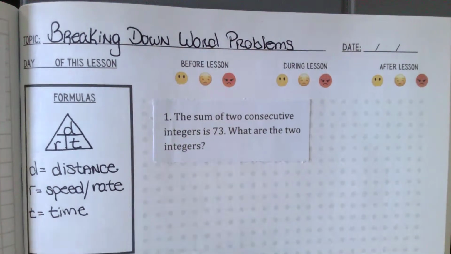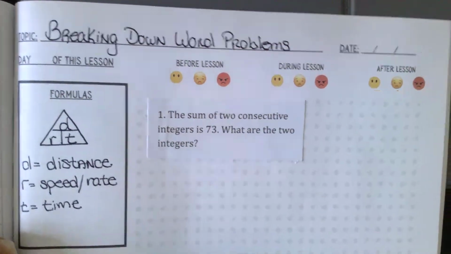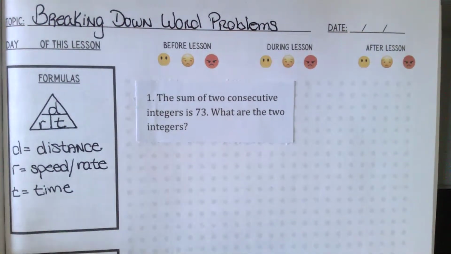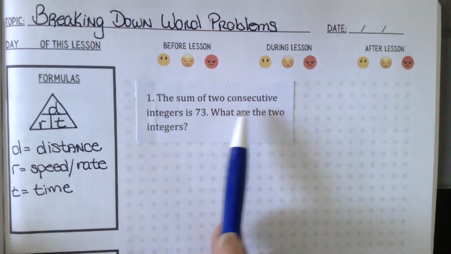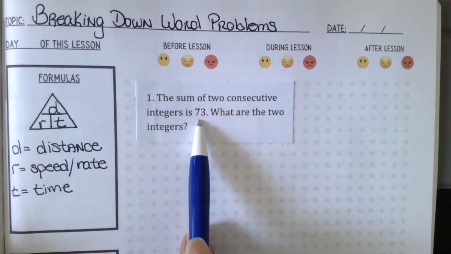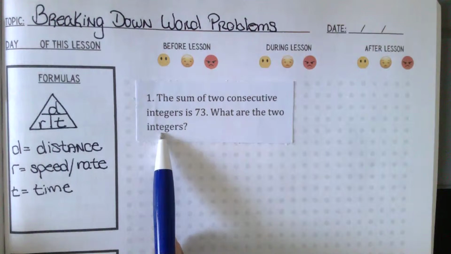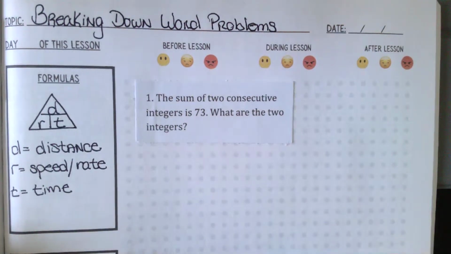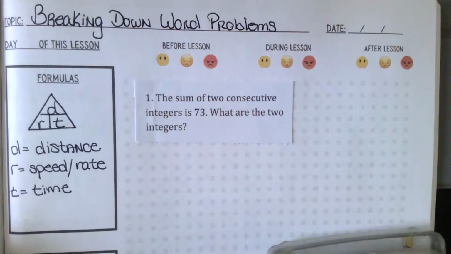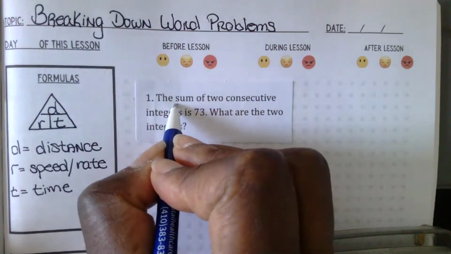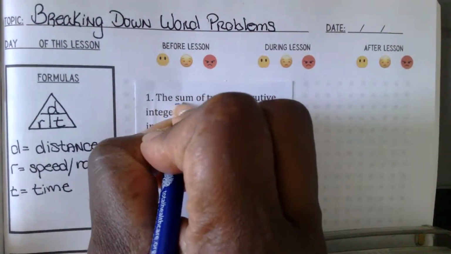So we're going to do a total of 5 problems, and we're going to break it down step by step. So the first problem says the sum of two consecutive integers is 73. What are the two integers? So you can do this one of two ways. You know that when they say the word sum, that means addition.